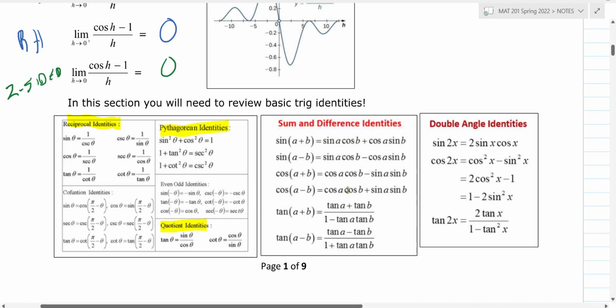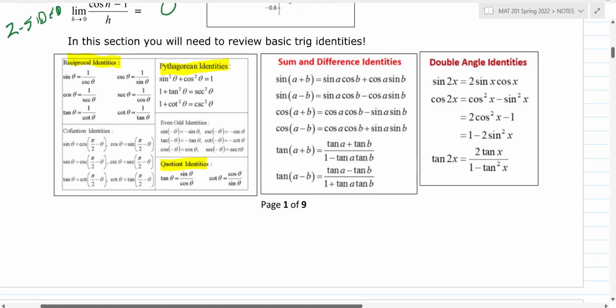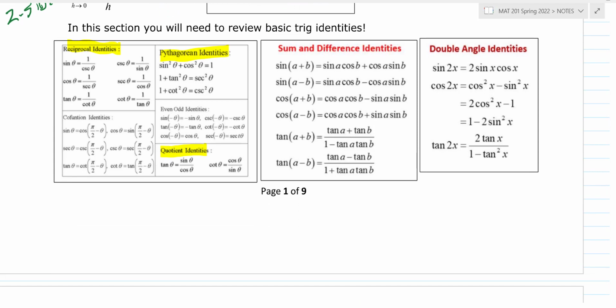We're going to use some difference identities in our derivation of the derivative of sine and cosine here in a minute. And then here are the double angle identities like this. So the more of these things you know and memorize, the better off you are. On this page, before I go to the next page, I want to show you a couple of things that will help you maybe to understand these at a little bit deeper level.